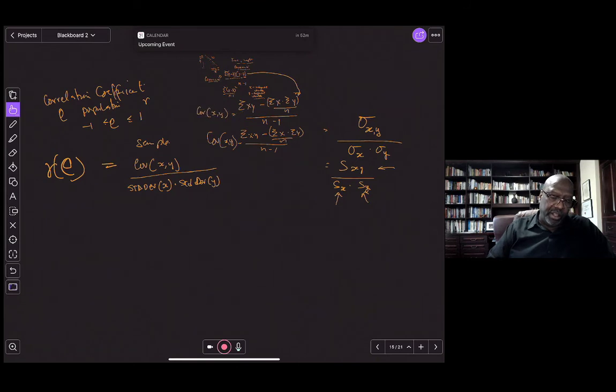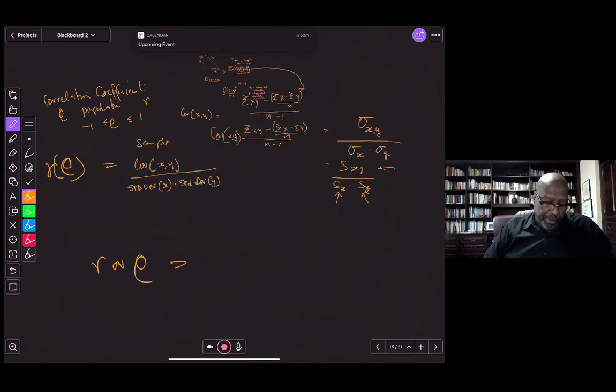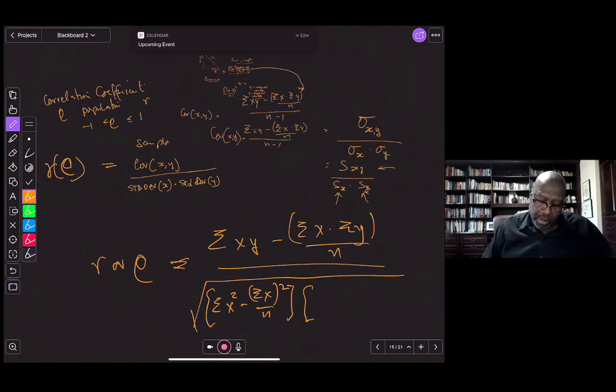Try to find some space for this guy. It would be R or rho, and it would be the following: the sum of x times y, minus the sum of x times the sum of y, put in brackets, over n, divided by the square root of the sum of x squared minus the sum of x all squared over n, times the sum of y squared minus the sum of y all squared over n.